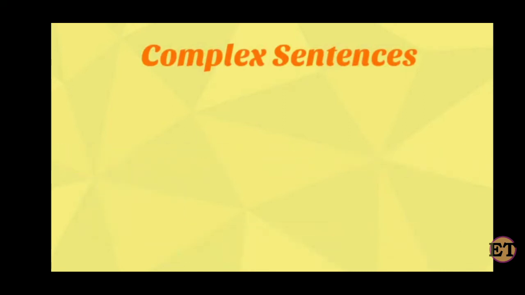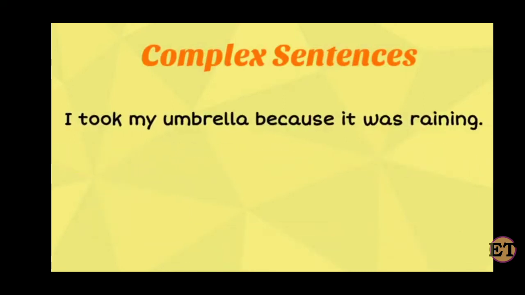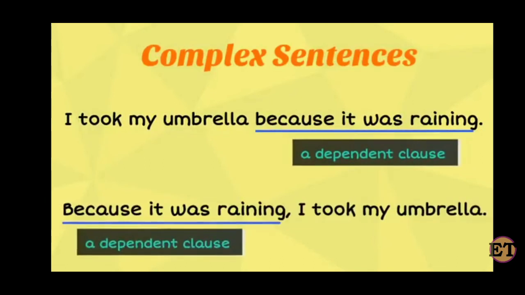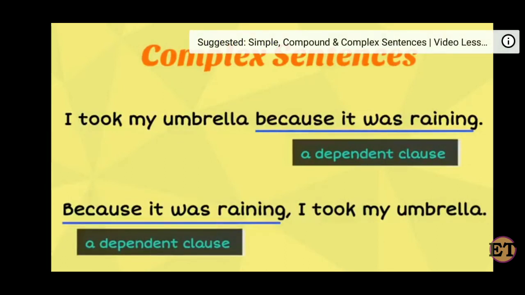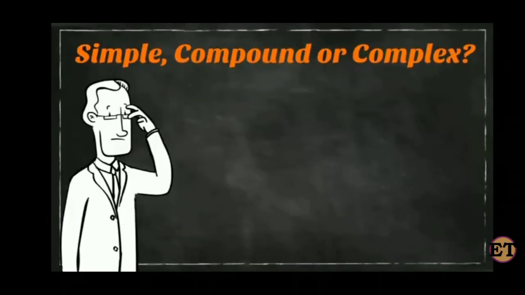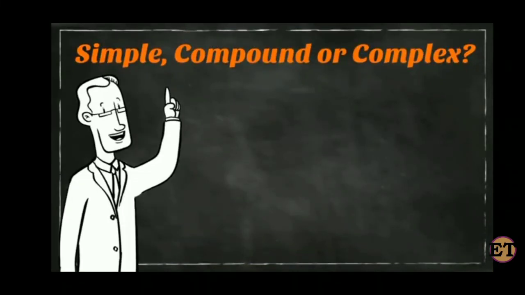The dependent clause can go at the end of the sentence, like this, or it can go first in the sentence, like this. Notice that if the dependent clause begins the sentence, we use a comma to separate the clauses. See if you can work out the structure of these sentences.